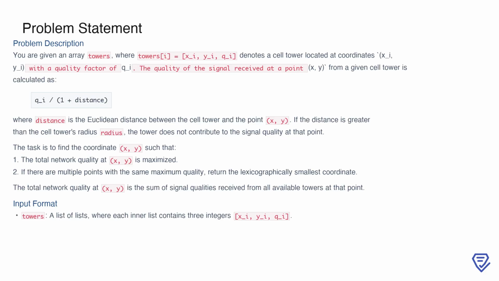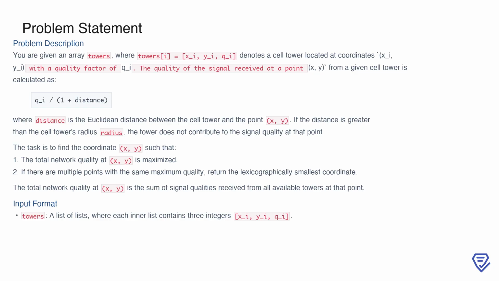In this problem, we are working with an array called towers, where each element represents a cell tower with three properties: its x-coordinate, y-coordinate, and a quality factor. The signal quality received at any point (x, y) from a specific tower is determined by the formula q_i / (1 + distance), where distance is the Euclidean distance between the tower and the point (x, y). However, if the distance between the tower and the point exceeds a given radius, the tower's signal is considered out of range and does not contribute to the quality at that point.